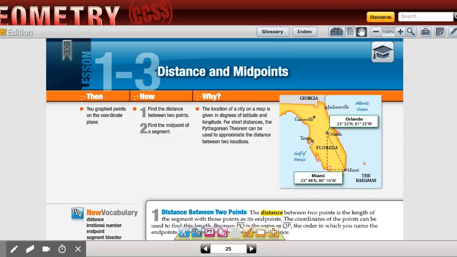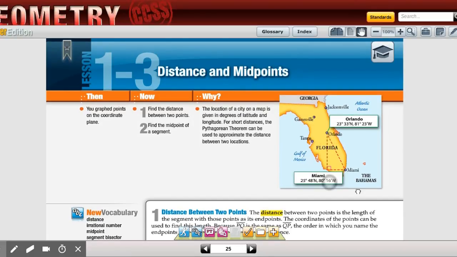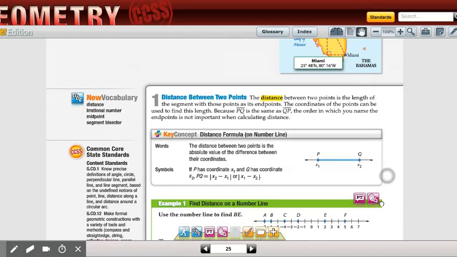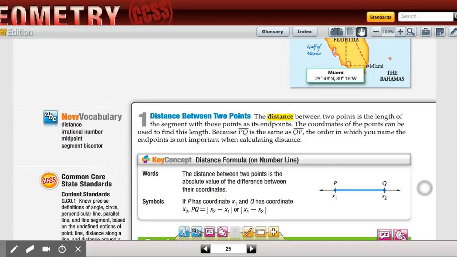and midpoints. And this stuff should be familiar, especially if you look at the fact that there's a triangle here. So let's take a look and see distance between 2 points. And this is an interesting formula that they give you. If I can make it a little bigger, there we go.